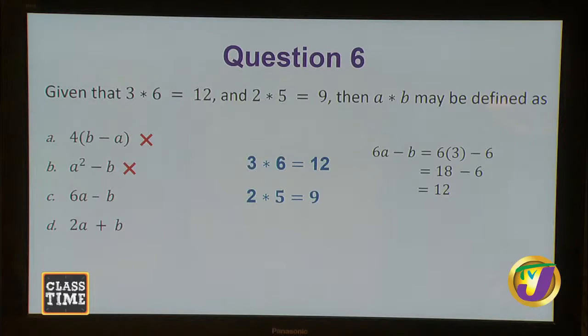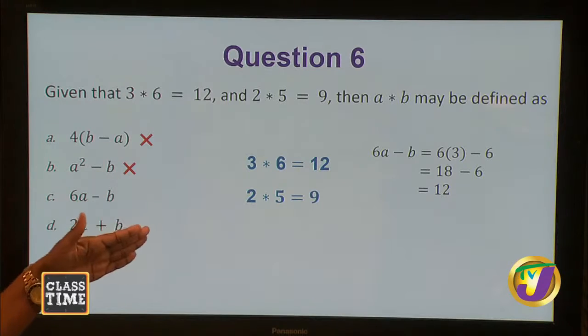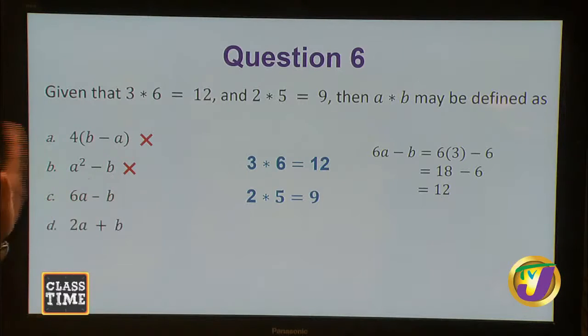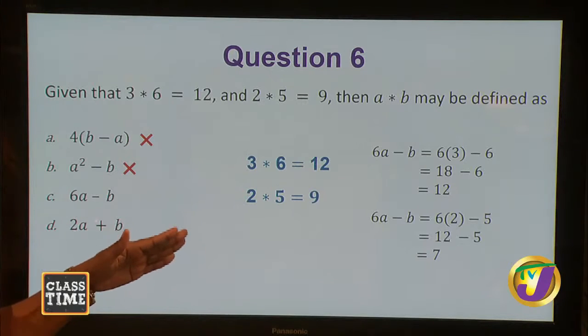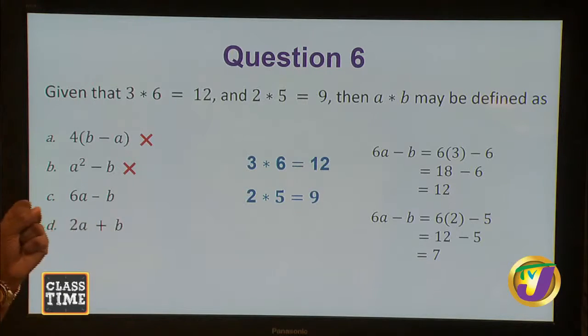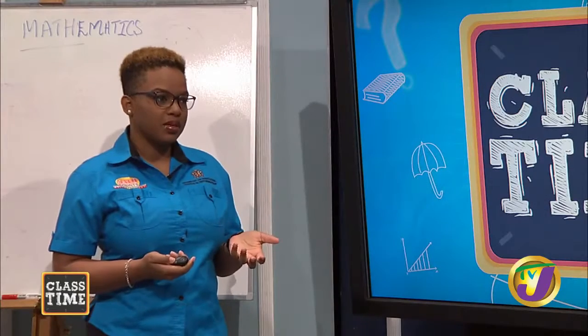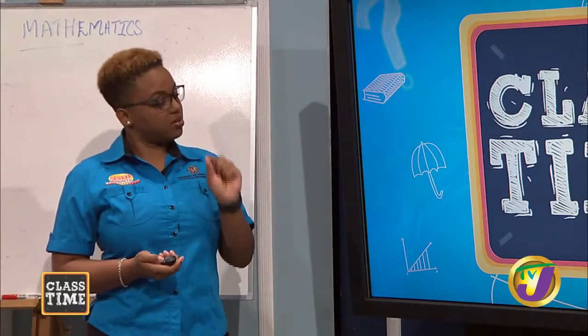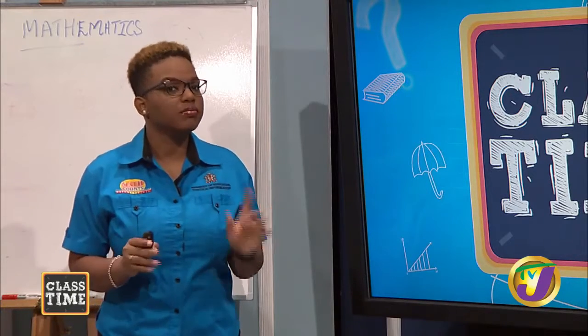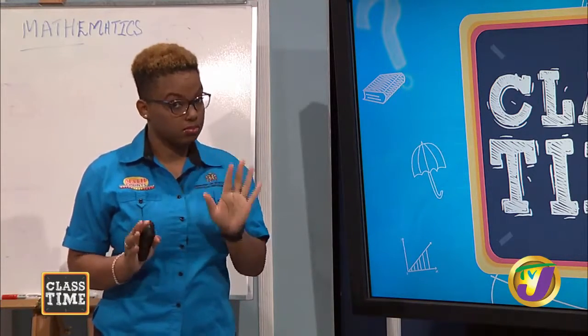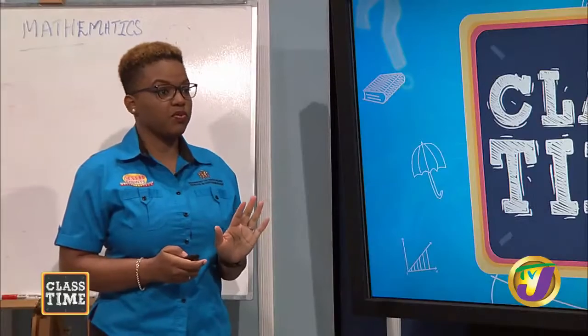Let's try C. All right, and we come up with 12, that actually works, but it works for one. Let's test if it works for the other. Substitute. Oh, 7 and not 9. Okay, students, when you get to this point, you might be tempted to say, oh, it's D. Work it first before you check.